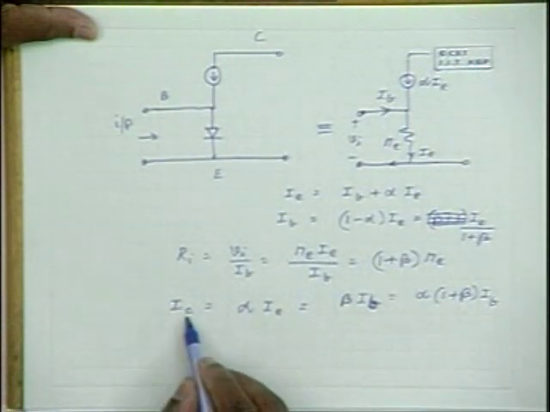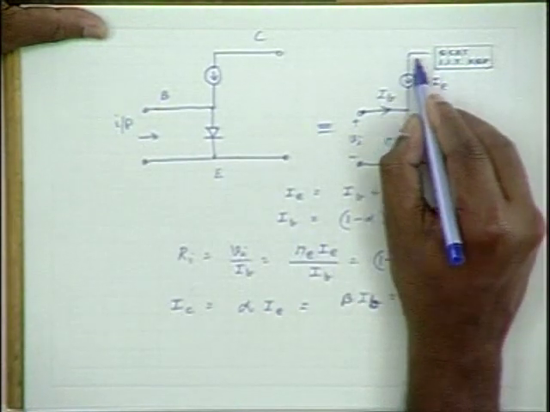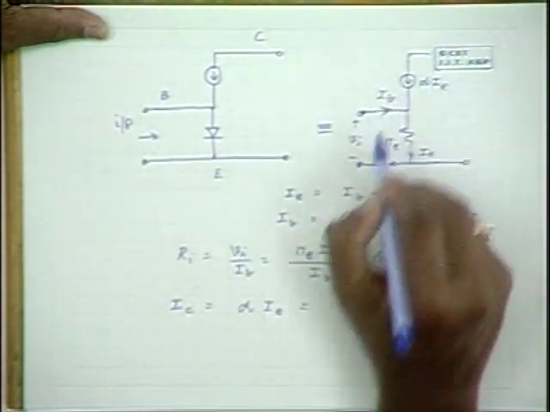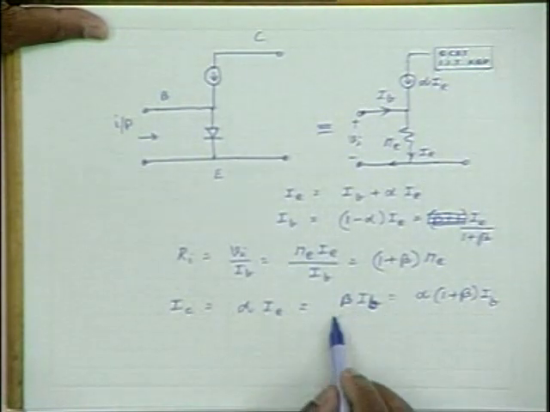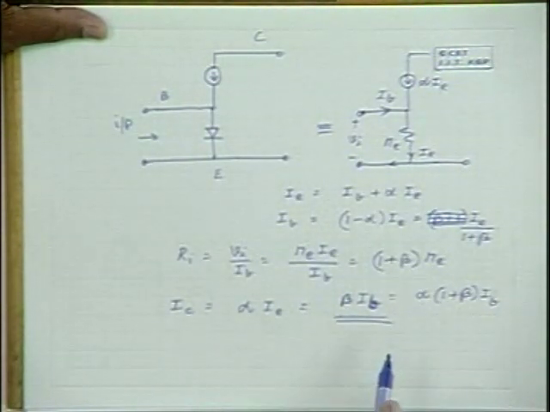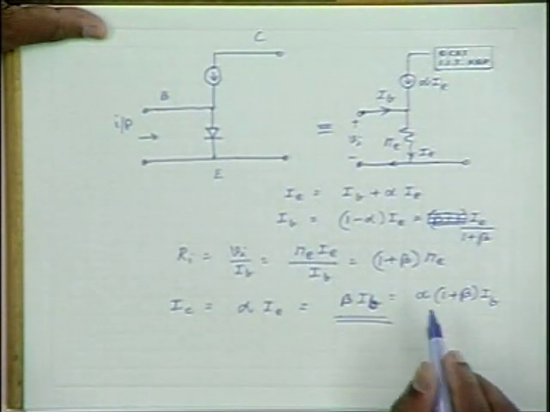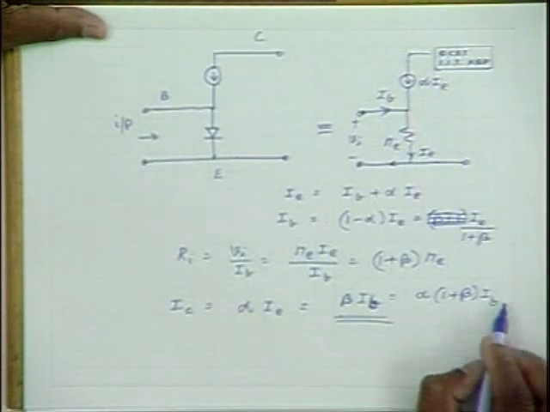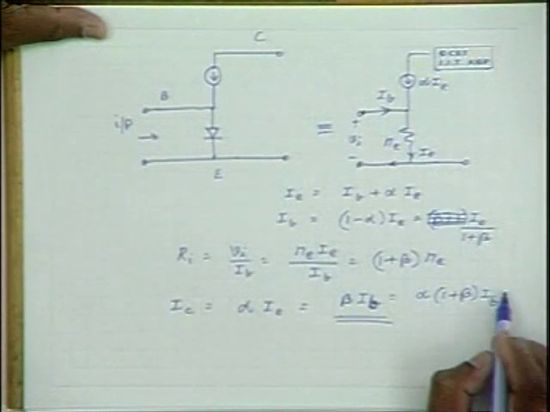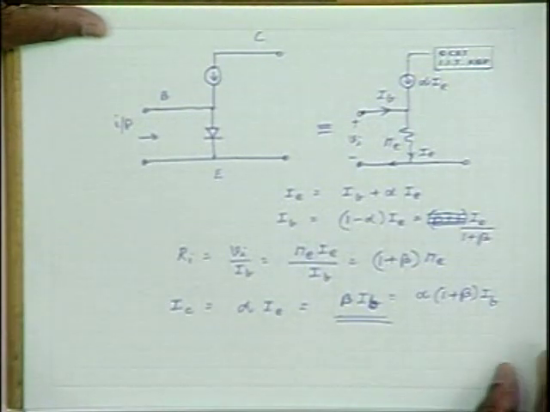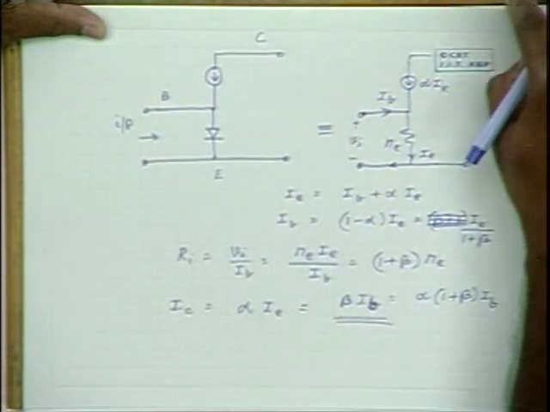So beta IB is the collector current which flows. So you can express the collector current in terms of the base current, and that is this. This is the expression. This is okay. Now let us compute the output impedance.